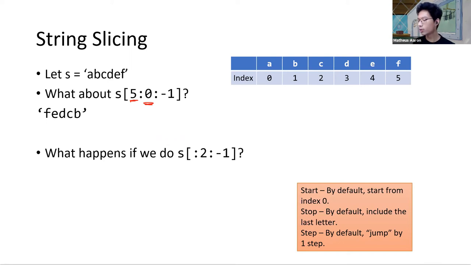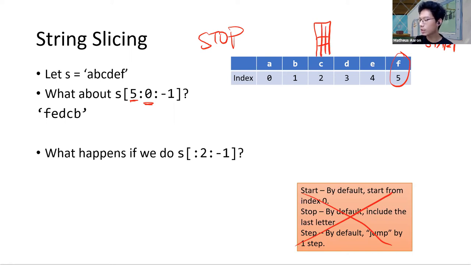So when the step is negative, the default value for this is no longer applicable. When it is negative, everything is reversed, meaning we'll start here. This is the natural start, and this is the natural stop. So you gotta imagine that it's flipped. So we'll start here at F, and we'll build a great wall over here. And we start doing the jumping. Hence, it will give us, as Thaddeus has mentioned, FED.